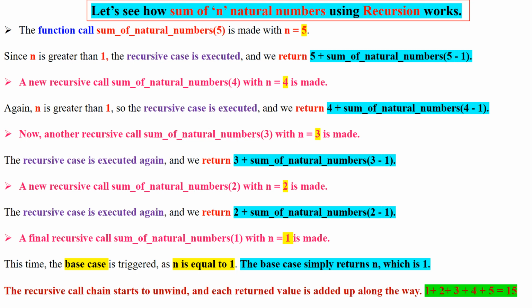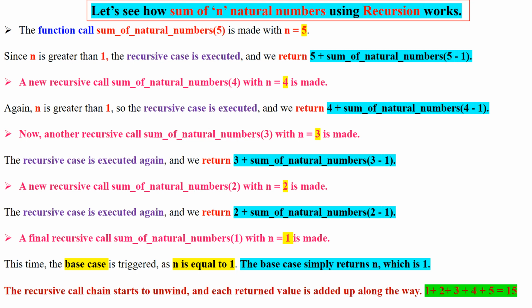Now, another recursive call sum of natural numbers of 3 with n equals 3 is made. The recursive case is executed again, and we return 3 plus sum of natural numbers of 3 minus 1. A new recursive call sum of natural numbers of 2 with n equals 2 is made. The recursive case is executed again, and we return 2 plus sum of natural numbers of 2 minus 1. A final recursive call sum of natural numbers of 1 with n equals 1 is made.